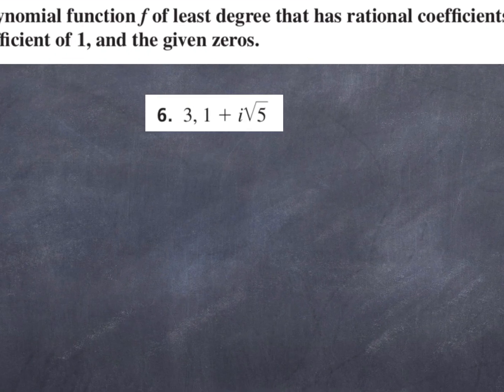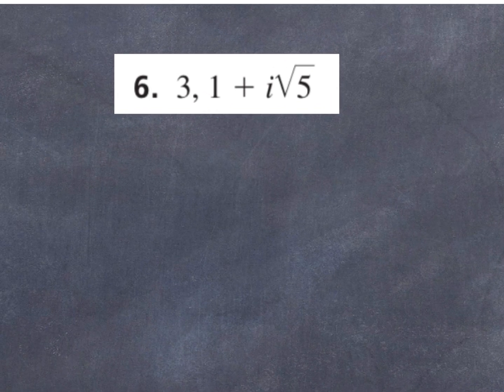All right, let's do the next one. Are we missing any of the zeros that's given? Do we know any other ones? So if 1 plus i square root 5 is one of them, what would the other one be? Negative 1. So the 1 stays the same, but the sign in the middle changes. So it'd be 1 minus i square root 5.